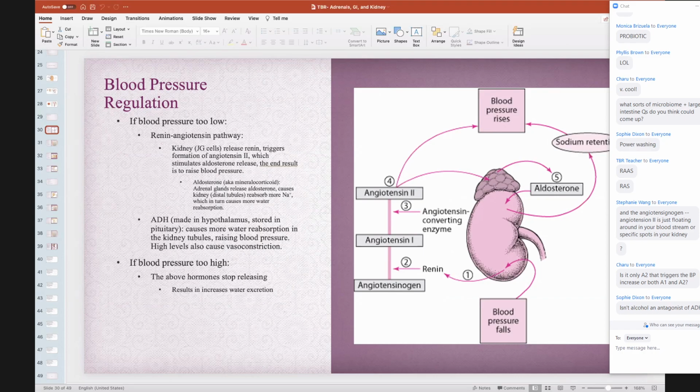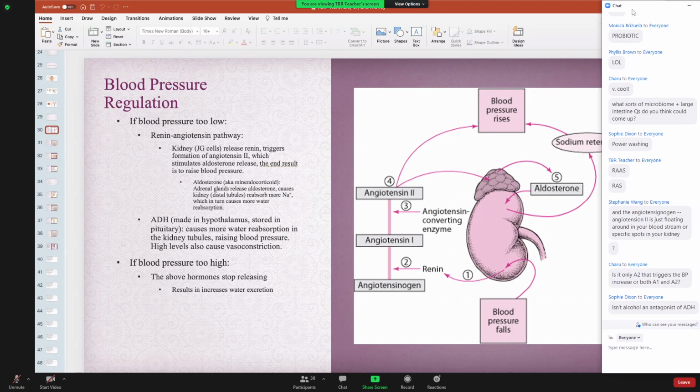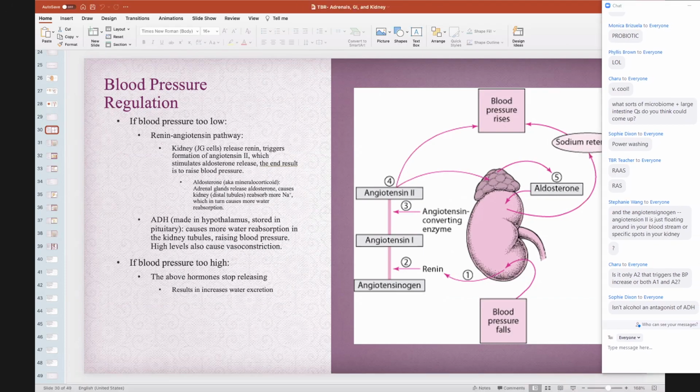ADH is also nicknamed vasopressin, correct? And that is also another one. Isn't alcohol an antagonist of ADH? Absolutely. So if you ever drink alcohol, if you ever realized, hey, you really have to pee, the reason why is because alcohol inhibits ADH secretion. And so we're not releasing ADH to the body, and it's going to make us pee. So if you ever drink alcohol, you realize, wow, I really have to urinate. That is because we are suppressing ADH, and we'll talk about ADH a little bit more during the endocrine lecture.